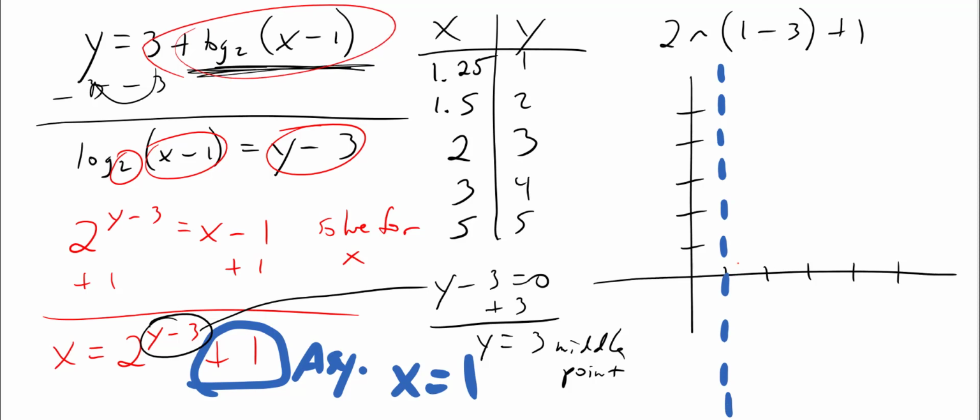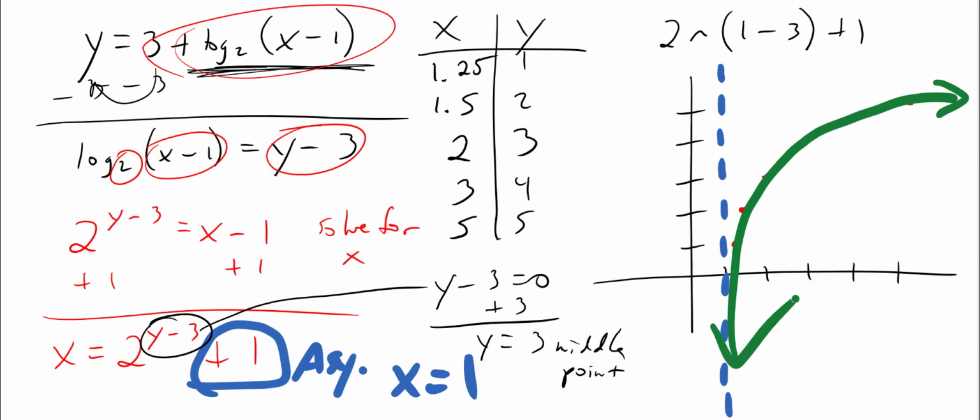1.25, comma 1. 1.5, comma 2. 2, comma 3. 3, comma 4. And 5, comma 5. Okay, and so your graph looks like this. Sweet. Okay, so that's it.